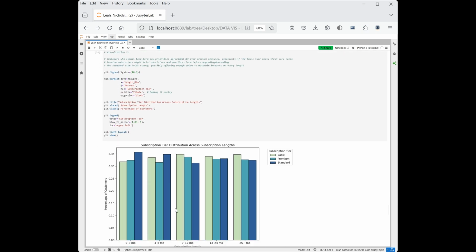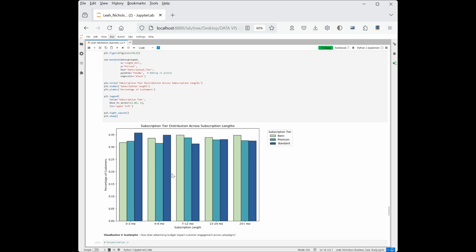And I chose, once again, to do a bar plot. And that really shows visually a lot more clearly what the data above was showing, where we have a relatively even distribution, but as the subscription length increases, that gets even closer, and basic seems to overtake eventually.